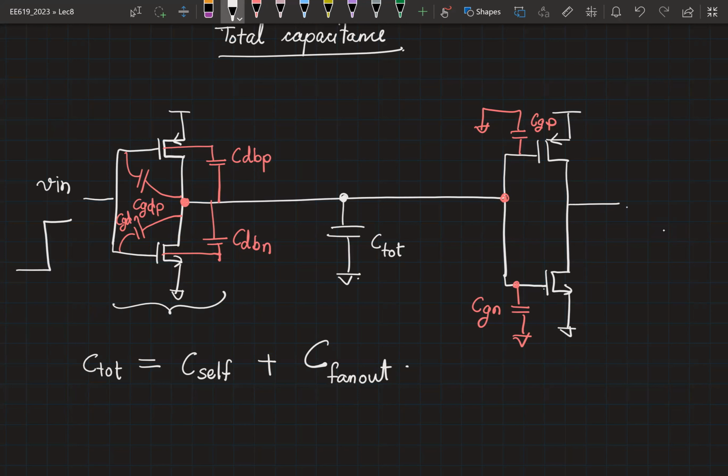Even if I didn't connect anything to the output of the first inverter, you would still have some capacitance because of the self capacitance. Now, as you keep adding more inverters, your fan out capacitance or the load capacitance will keep increasing. So now we have to determine the values for C self and C fan out. Let's see how to do that.